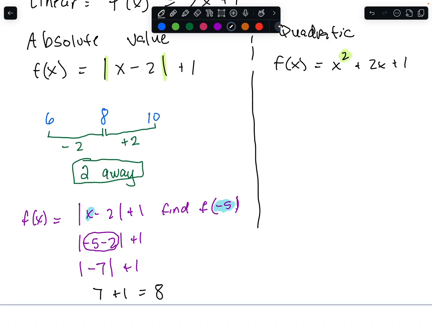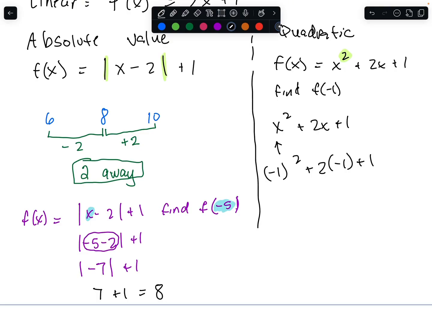Okay? And then over here, let's say I did the same thing. f of x, and then I want to find f of -1. So I'm going to do x squared plus 2x plus 1. And what I'm going to do is right here, I'm going to put -1 squared plus 2 times -1 plus 1. Well, what is -1 squared?